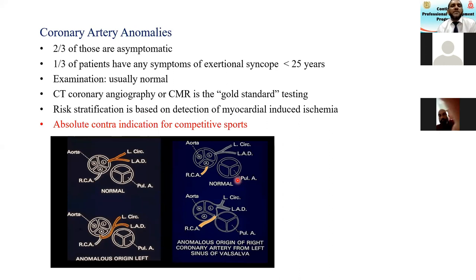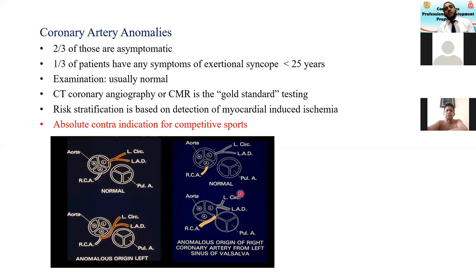Examination is usually normal because it's an anomaly of the coronary artery. The definitive diagnosis by CT angiogram or CMR is the gold standard, where you can see the normal right coronary artery and left coronary artery, and the pulmonary artery, whereas in the anomalous arteries you can see the left coronary origin from the right, and the right coronary from the left.